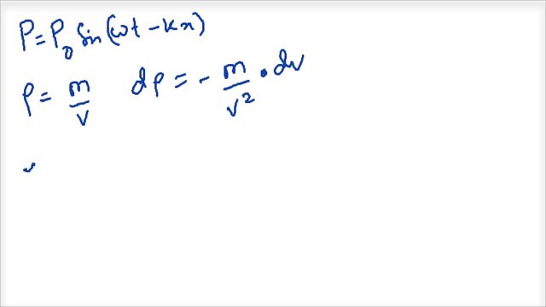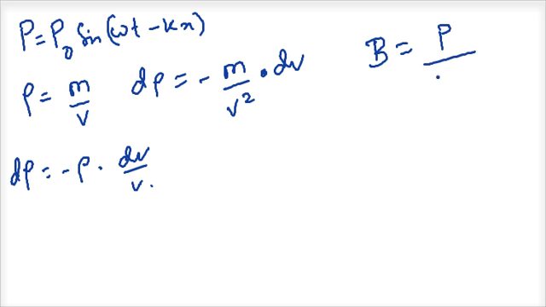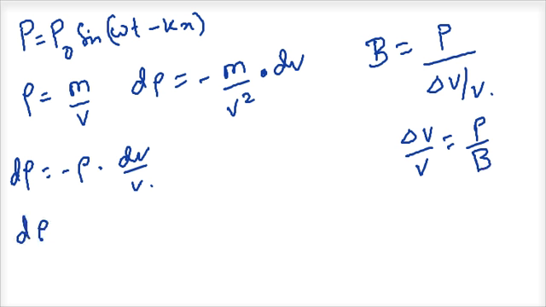So from here I know that d rho is equal to minus rho into dv by v. This m by v squared can be written as m by v into dv by v. Now for a gas, the bulk modulus B is equal to pressure divided by delta V by V. So from there I know that delta V by V is equal to P by B. If I make this substitution here, I will see that d rho is equal to rho into P by B.